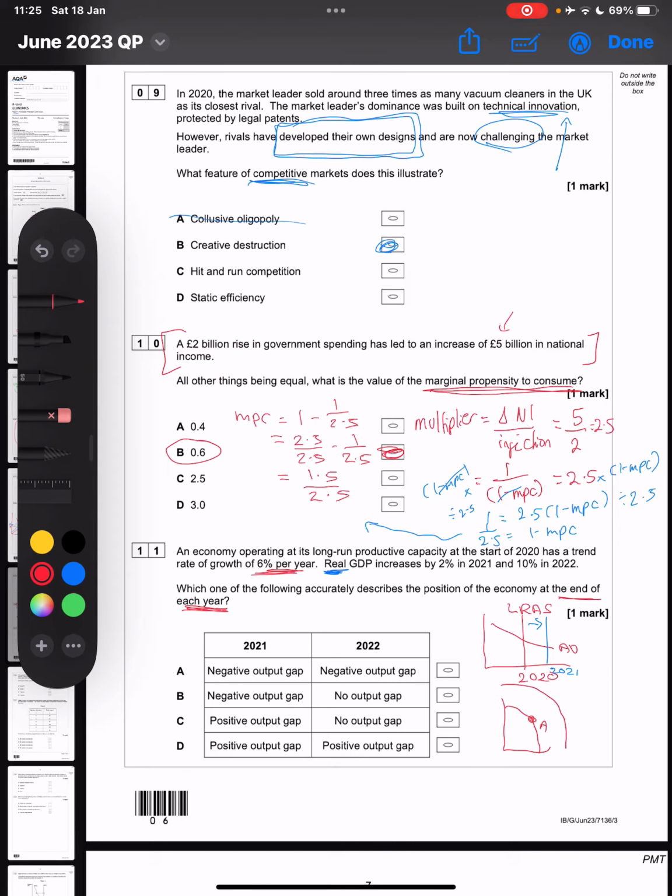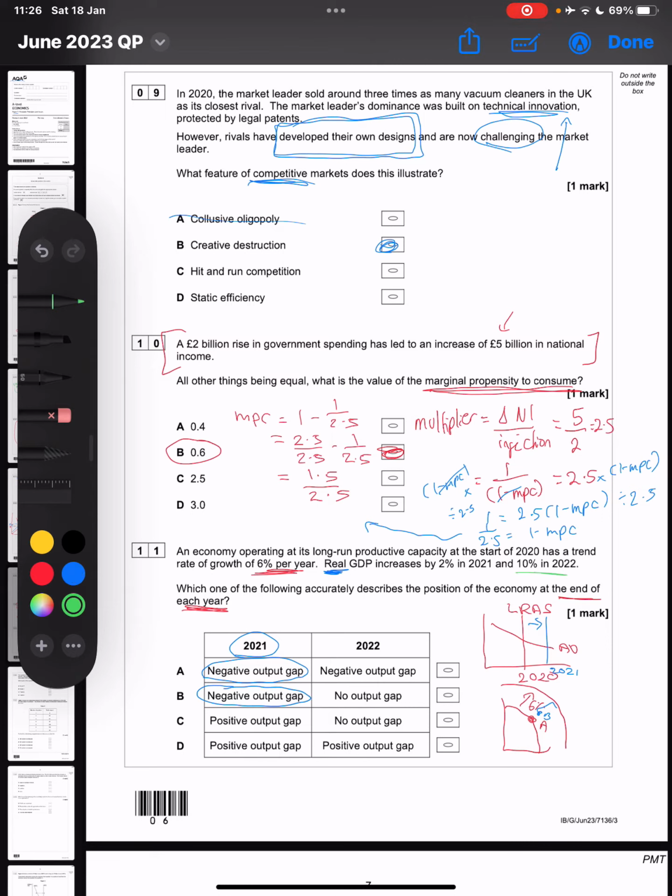Okay, so I think I will do this. So this has shifted up by 6%. However, the real GDP has actually only increased by 2%. So let's just put this here. That's 2%. So in 2021, we had no negative output gap, we were at productive potential, and now we are inside our PPF. So that is a negative output gap.